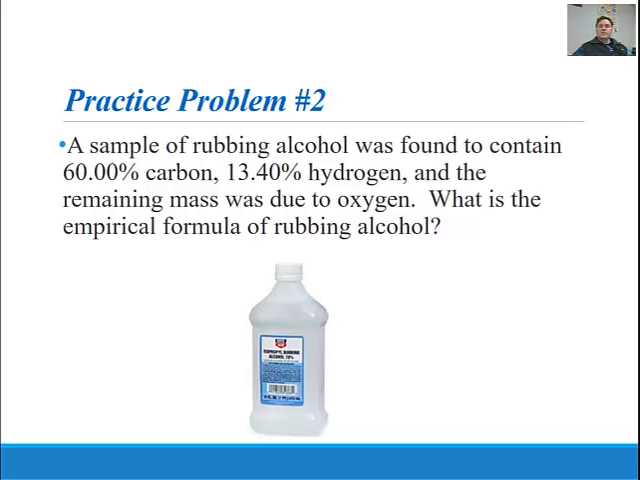Okay. So first thing we're going to do is assume we have 100 grams. Then that 60% becomes 60 grams. The 13.4% of hydrogen becomes 13.4 grams. And then what do we do to find the oxygen? Well, we take 100 minus 60 minus 13.4, and we end up with the percent oxygen and convert that to grams. So let's look here.